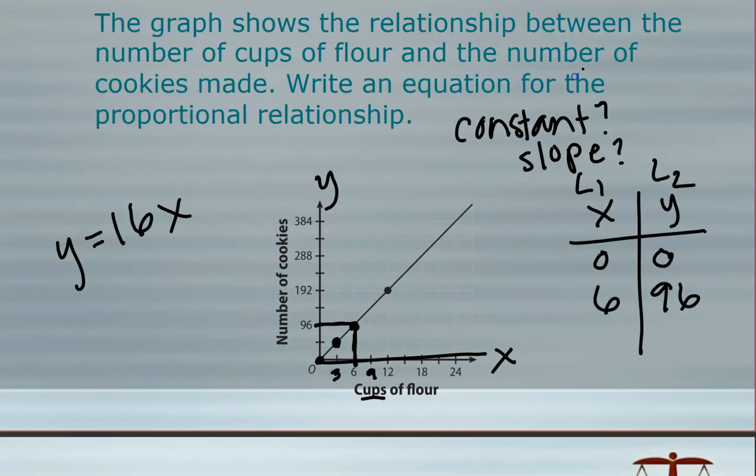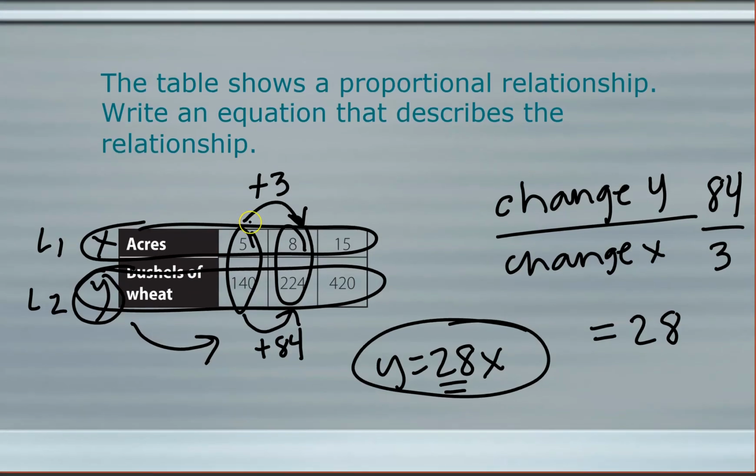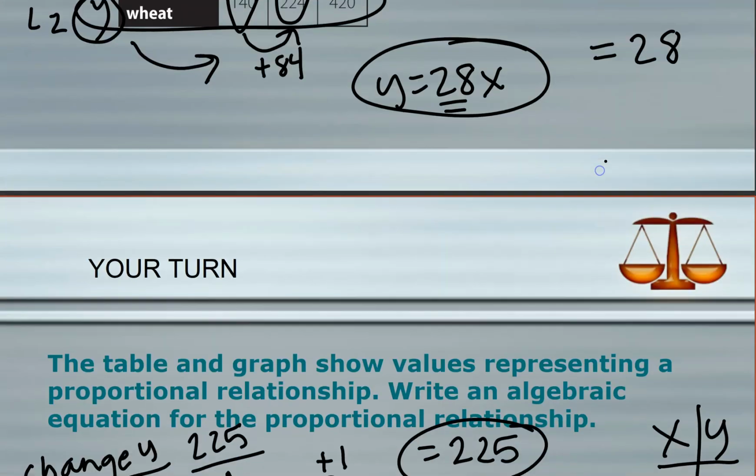All right, on a table, there is no extra step. Just find your change in y and your change in x, and you divide. So my change in x here was 3, my change in y was 84, then I divided change in y divided by change in x, so 84 divided by 3 is 28. And then I double check again on the calculator, x is your L1, y is your L2, and then it gave me 28.